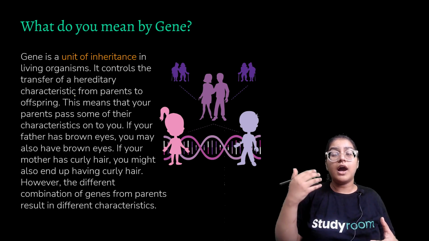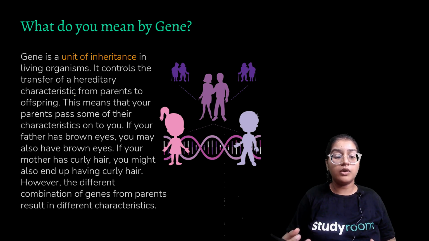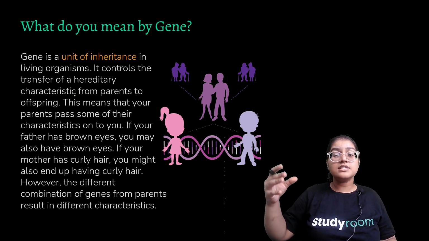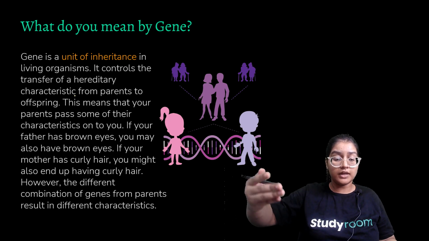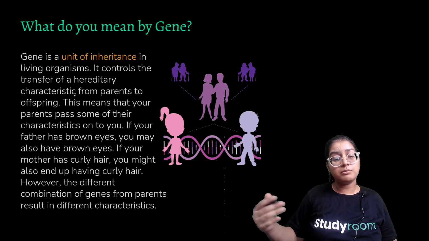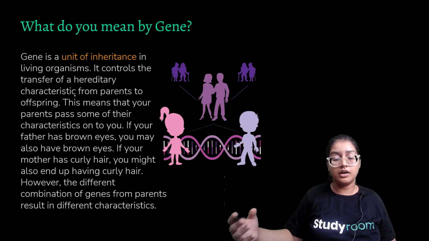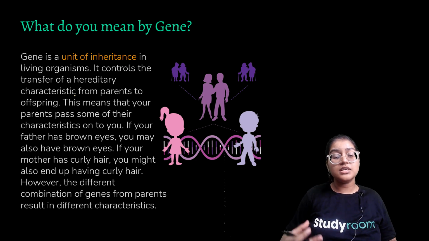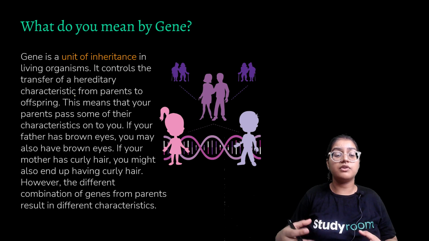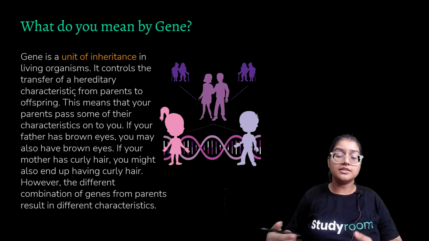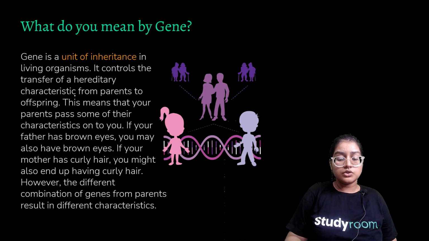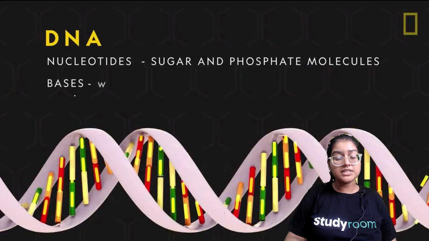If you acquire eye color, for example, you have brown eye color and you acquired that from your father. So the gene which governs the eye color is passing down from your father's side to you. And if your mother has curly hair, you might also end up having a curly hair structure. So these are also the result of different combinations of genes from our parents, which result in different characteristics. And this is inheritance. Inheritance is passing of characters from parents to offsprings. So this is gene.